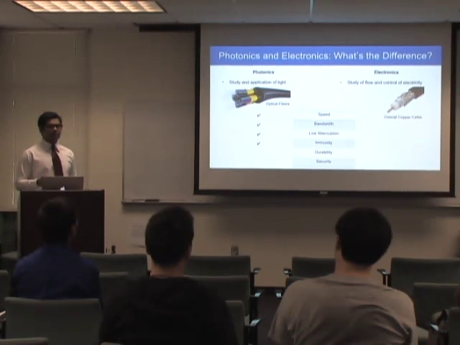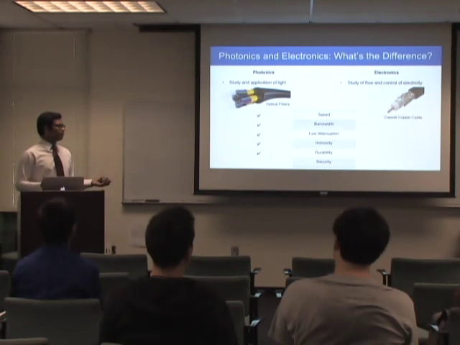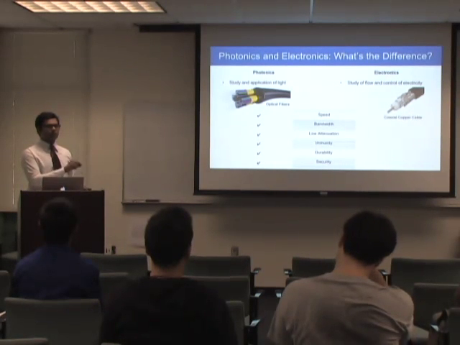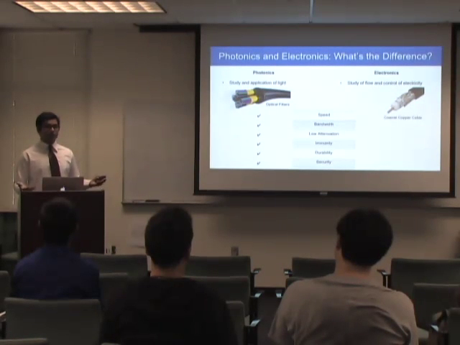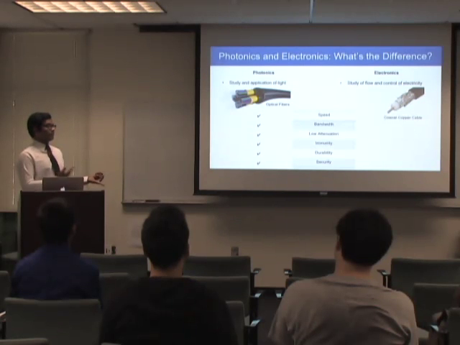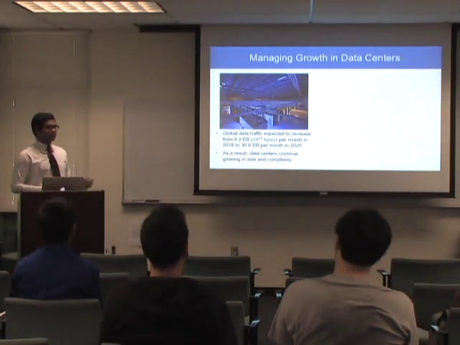More immunity against electromagnetic interference, more durability because there isn't that level of heat in comparison to copper cables. There's almost no heat produced in optical fibers, and there's security because it's really difficult to tap into optical fibers, and if someone is able to, then you know that there's a leak in your photonic system. So optical fibers are in many ways better than copper cables, which is why they're used in data centers.